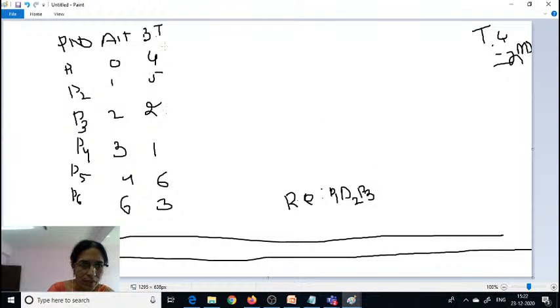Okay. Now the remaining burst time is what? 2 milliseconds. So in the ready queue, which process is there next? P2. In the round robin scheduling algorithm, a process stays in the CPU until the time quantum expires. Once the time quantum expires, this particular process P1 is preempted and added at the end of the queue. That means again it is added at the end of the queue.